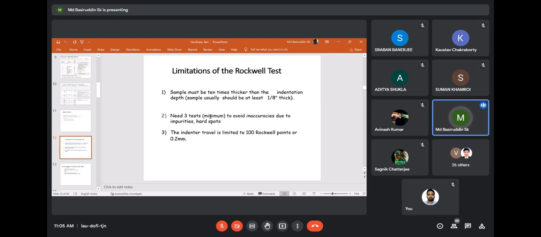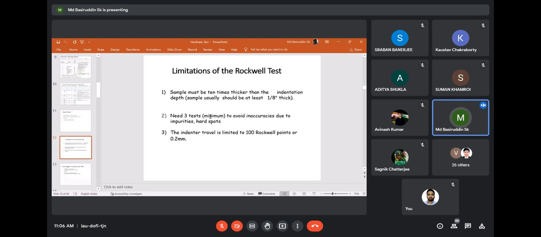Another thing is that you should have a thickness which is 10 times or even 8 times the indented diameter. And the third thing is that indenter travel is limited to 0.2 mm. If it goes more than 0.2 mm, it will create problems, like the anvil will interfere and change the hardness values. Or if you follow the dial, you will find that it has a maximum number like 100 or 60 or 70 or something like that. If your reading exceeds that particular number, then that particular Rockwell process is not suitable for taking the hardness.